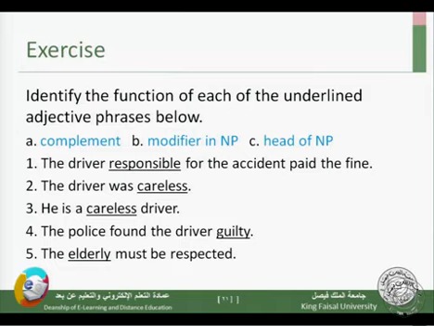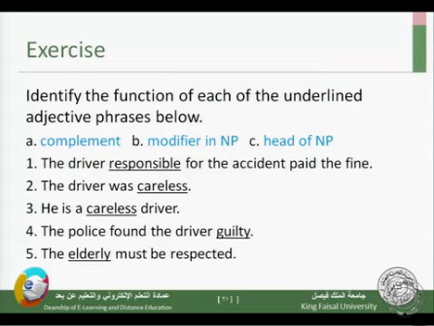Number 3, he is a careless driver. A careless driver, we can take it away and put a pronoun instead of it. We can say he is this or he is that. So a careless driver is all part of one noun phrase. Careless modifies driver. It gives more information about driver, someone who is careless. Driver is the head, of course, and careless is a pre-modifier. So for 3, the correct choice is B, modifier.